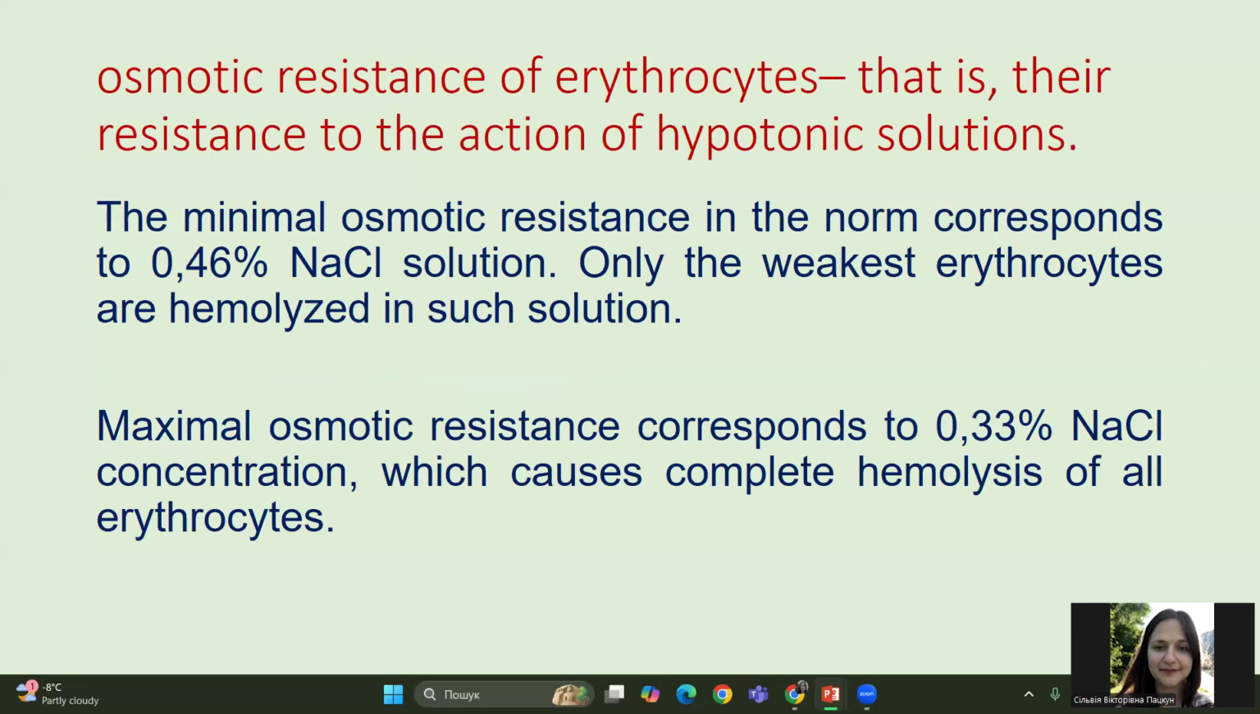Next parameter is osmotic resistance of erythrocytes, the resistance to the action of hypotonic solutions. Minimal osmotic resistance in the norm corresponds to 0.46% sodium chloride solution. Only the weakest erythrocytes are hemolyzed in such solution. Maximal osmotic resistance corresponds to 0.33% sodium chloride concentration, which causes complete hemolysis of all erythrocytes.